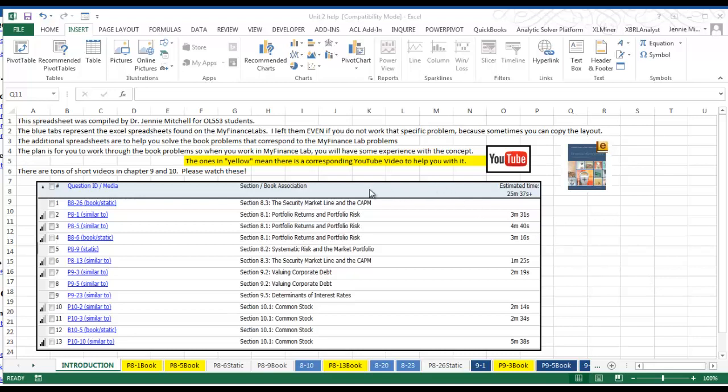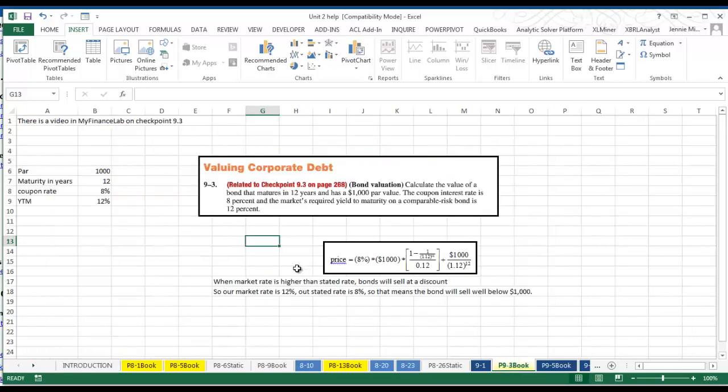As you remember, we have assignments in my finance lab that are similar to the textbook problems, and therefore what we're doing is going through those corresponding textbook problems to make sure that when you get to that concept, you've had some experience in solving a particular type of problem. So today we're going to work on problem 9-3.